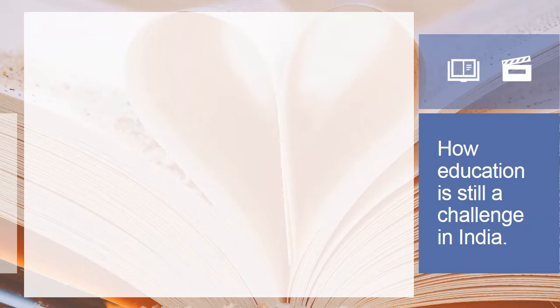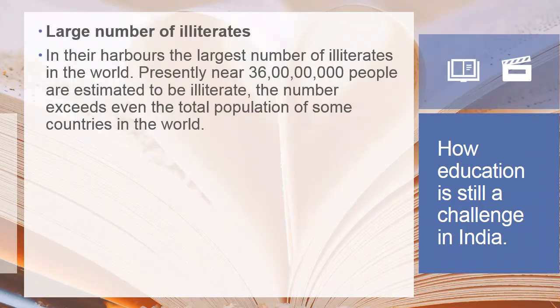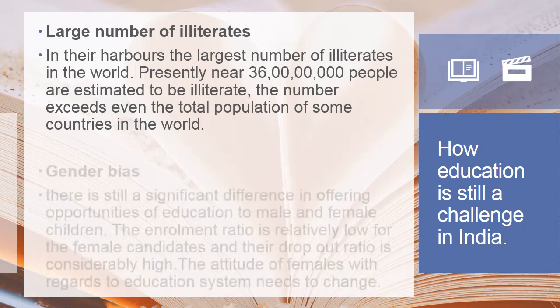Let us now move on to study how education is still a challenge in India. Well, as you know, we have a large number of illiterates. India harbors the largest number of illiterates in the world. Presently, near 36 crore people are estimated to be illiterate. The number exceeds even the total population of some countries in the world. So, this is the greatest challenge we face.